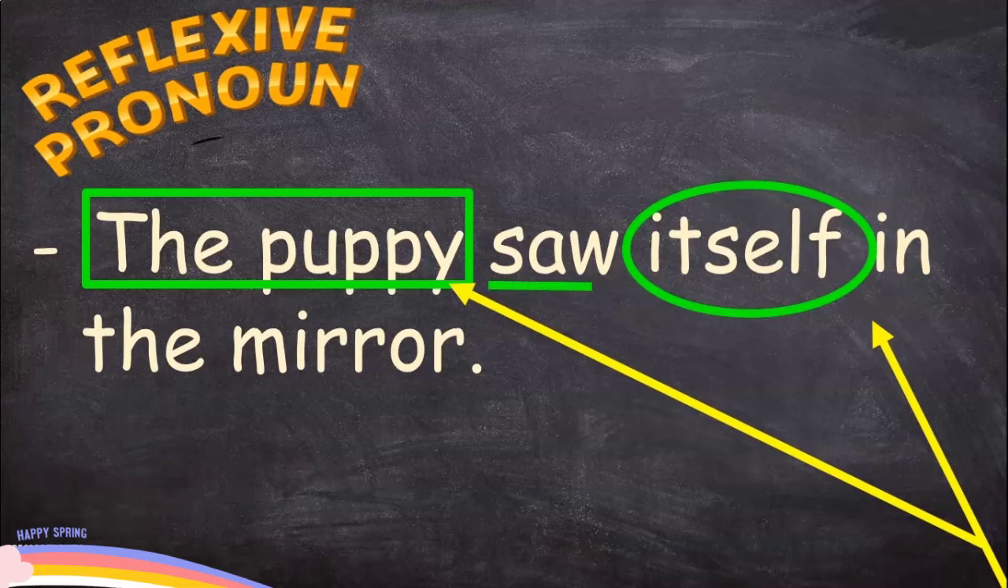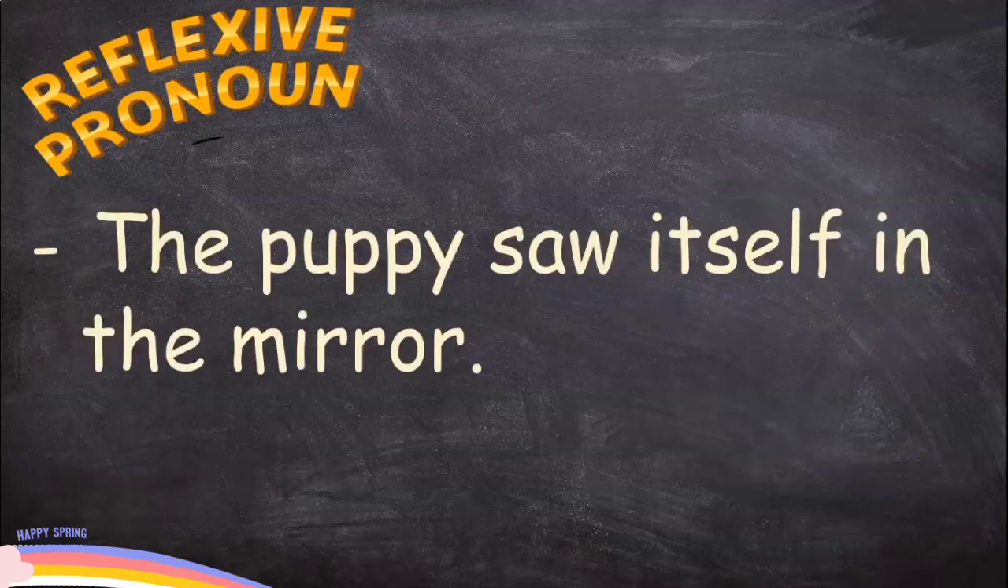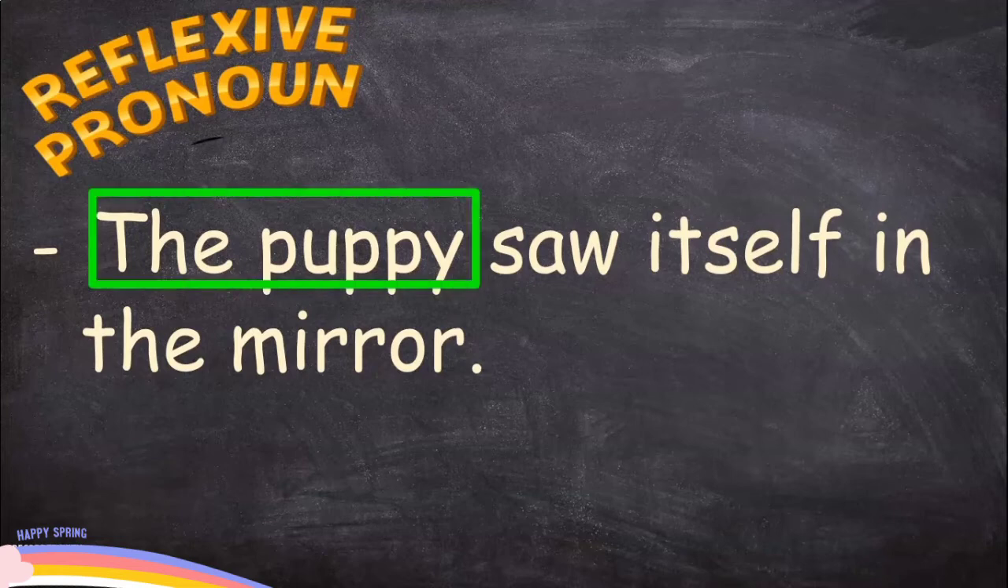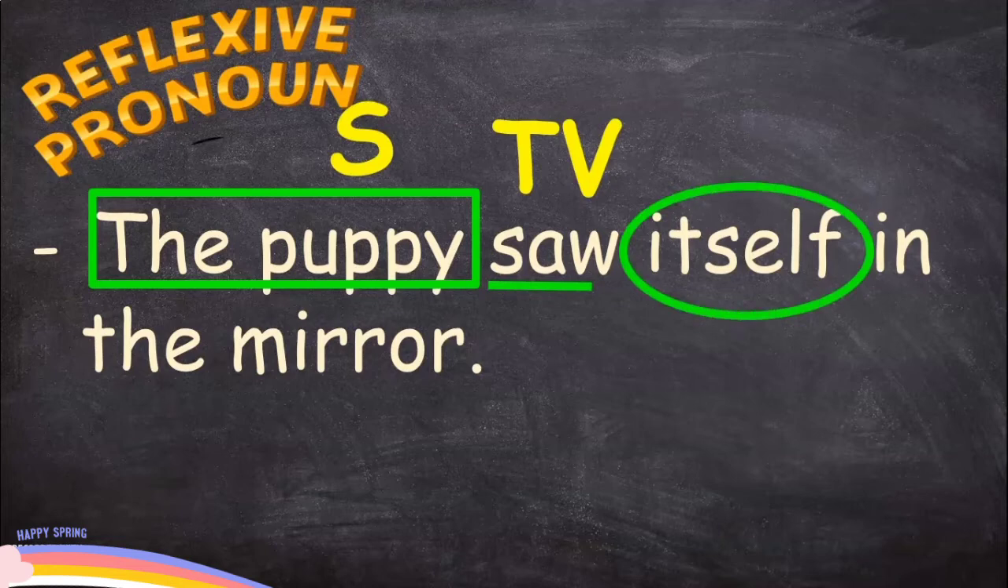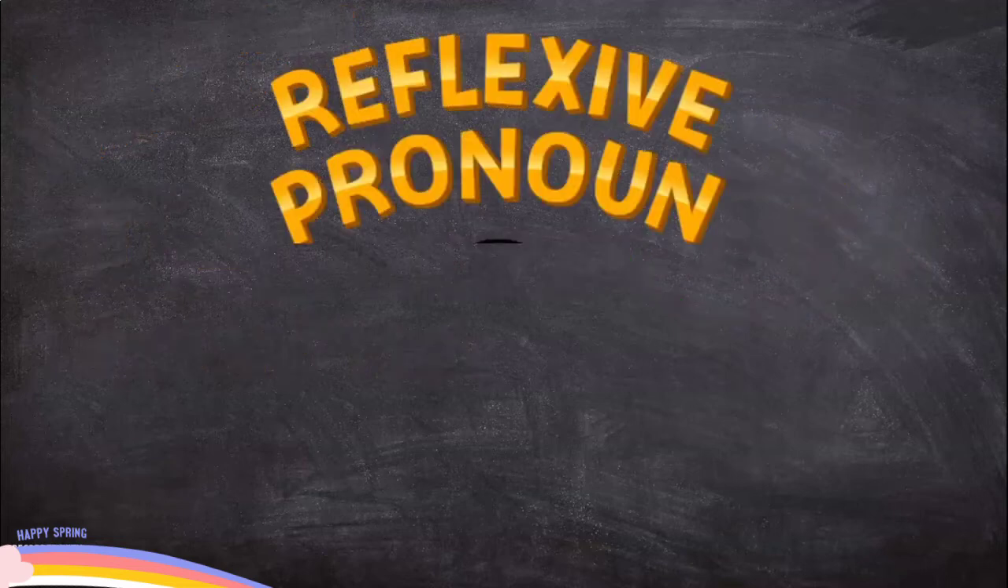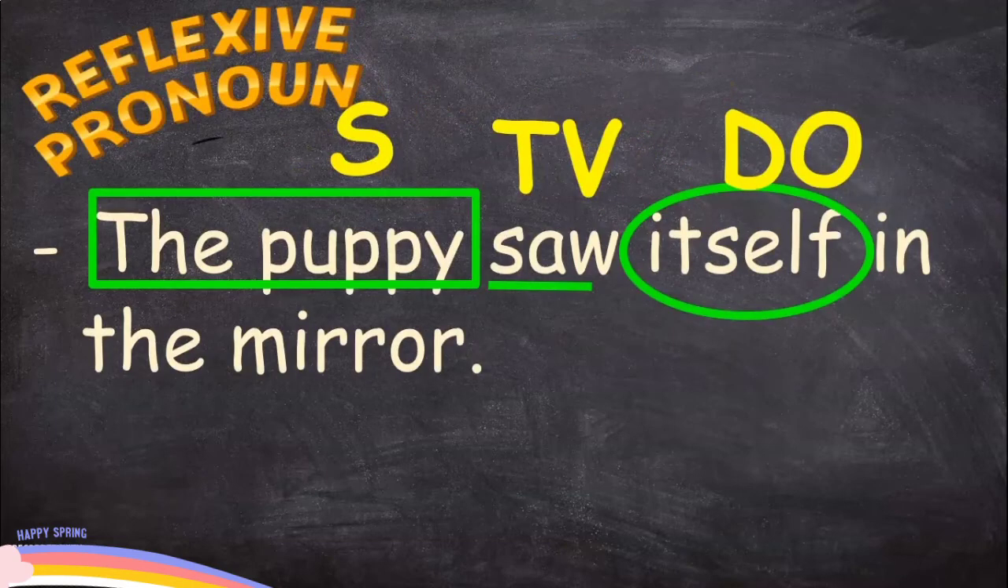Okay? What will really help you determine the pronoun as a reflexive is by asking yourself a question. To break down your sentence just like what we're doing earlier. The puppy saw itself in the mirror. What is your subject? Puppy. That's your subject. What is the verb? Saw. What did he see? Itself. That's your direct object. So whenever your reflexive pronoun answers an important question in your sentence, it tells you that it is a part of the sentence pattern and it is reflexive.